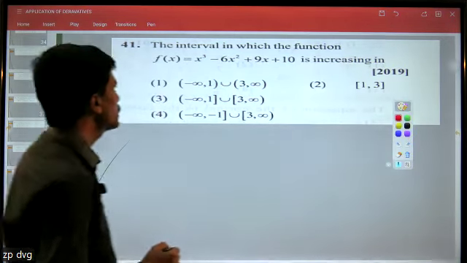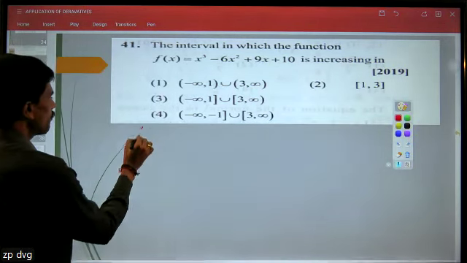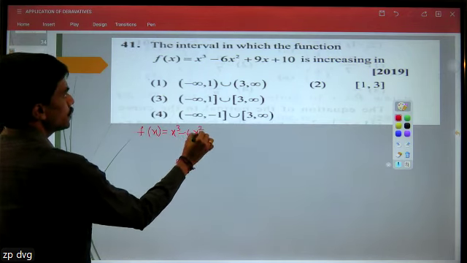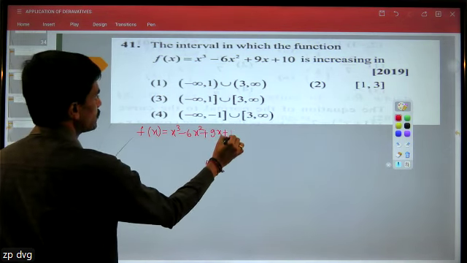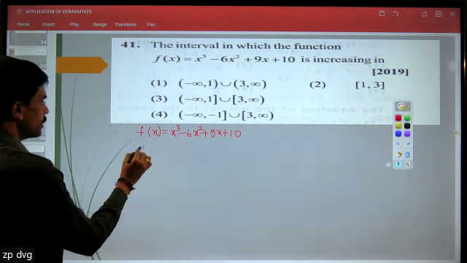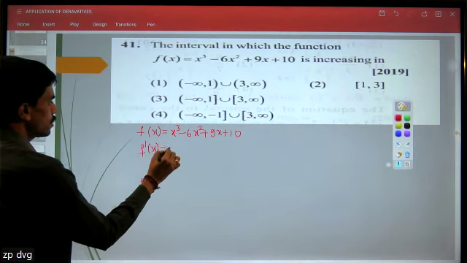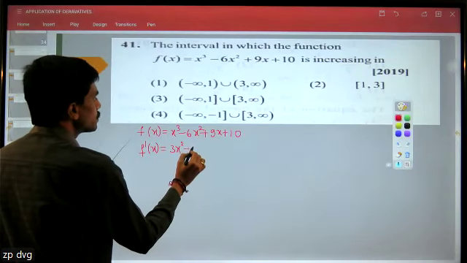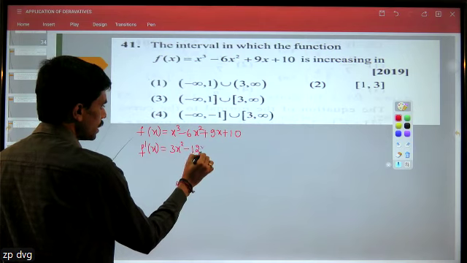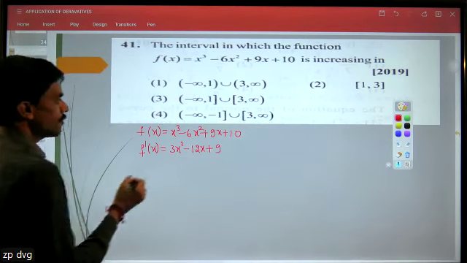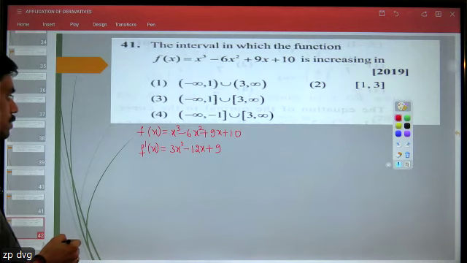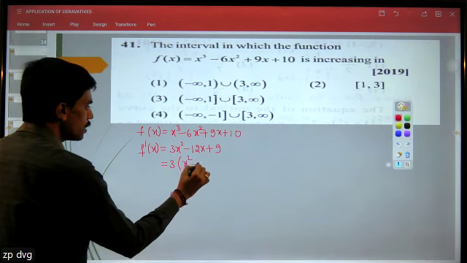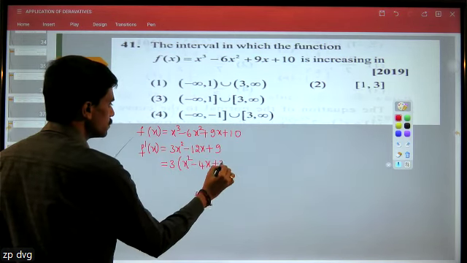For that, first we have to consider the function f of x equal to x cube minus 6x square plus 9x plus 10. Differentiate with respect to x, we get f dash of x equal to 3x square minus 6 into 2x, we get 12x plus 9. Derivative of 10 is a constant, it is 0. Next we have to take 3 as common: 3 into x square minus 4x plus 3.